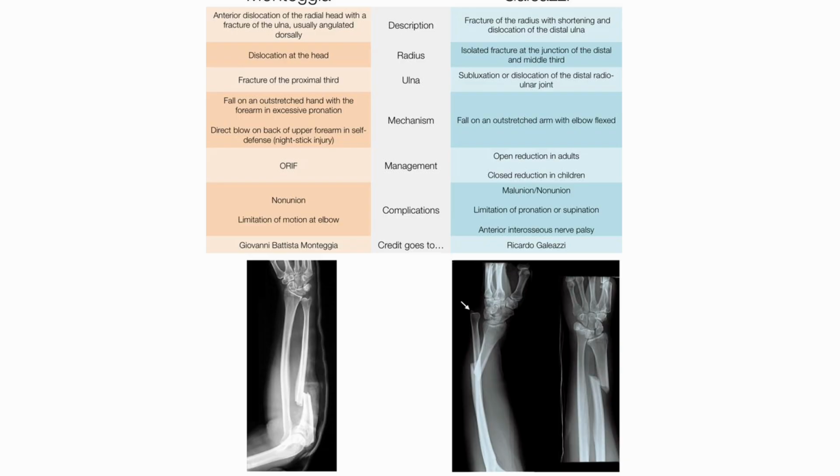Now Monteggia and Galeazzi, very unstable fractures, commonly seen in the exams, these pictures. How do we remember which bone is broken in Monteggia versus Galeazzi? Both are unstable fractures and need to be referred to the orthopedician. Monteggia is an ulnar fracture. Manchester United is the mnemonic, and the other one is the other one. Galeazzi is the radial fracture with ulnar dislocation.